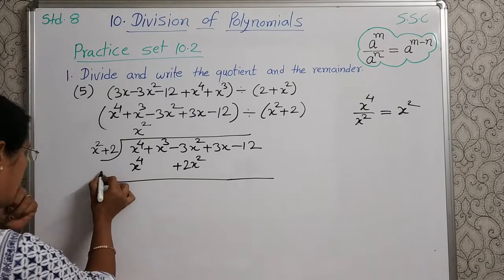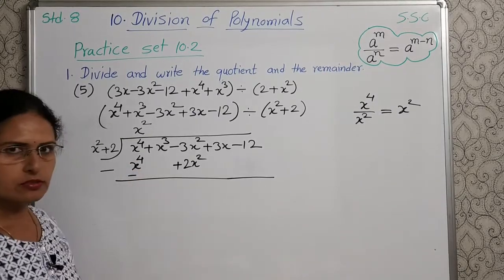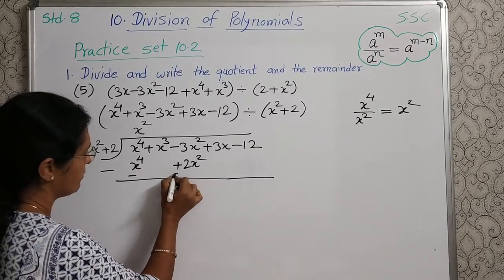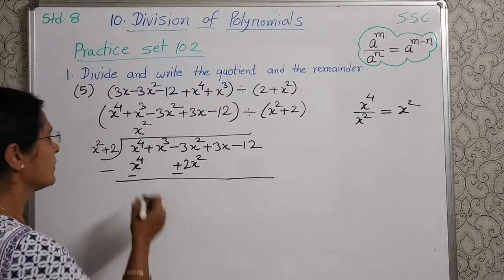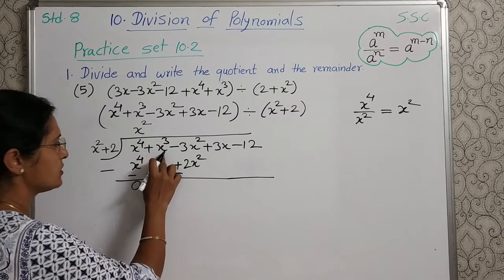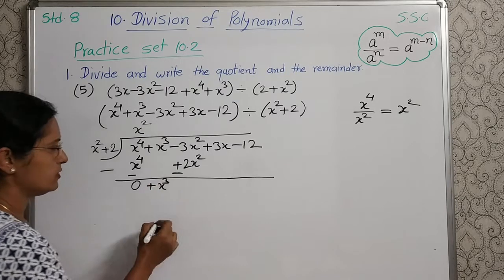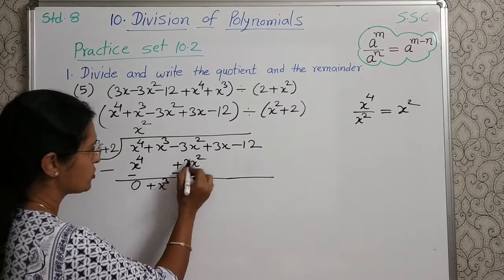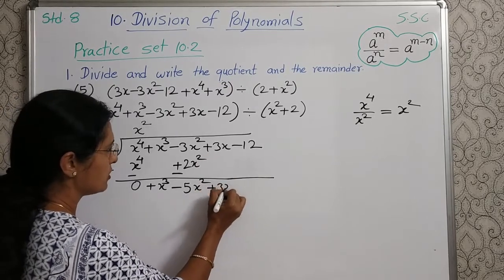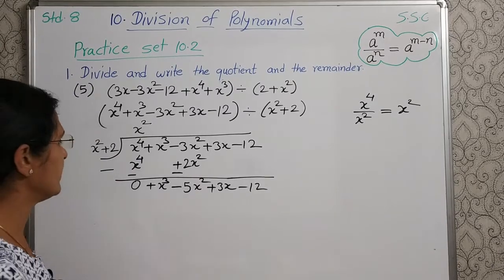Now subtract. So here plus x raised to 4 will become minus x raised to 4, and this plus 2x square will become minus 2x square. x raised to 4 minus x raised to 4 is 0. Plus x cube will be as it is, down in the remainder part. Minus 3x square minus 2x square is minus 5x square. Then plus 3x and minus 12, again as it is, we wrote down in the remainder part.